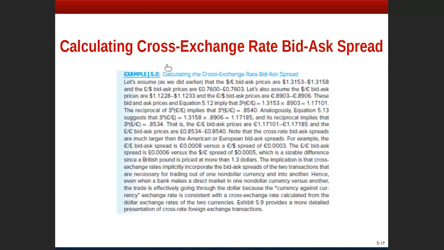Now here's one example of a cross exchange rate, okay, bid and ask spread. So let's assume, as we did before, that the dollar per pound bid ask prices are as shown here.